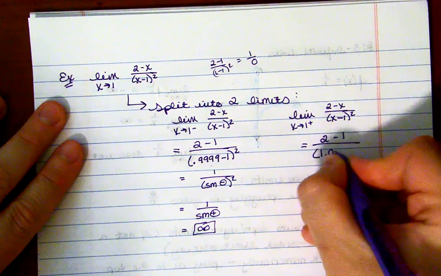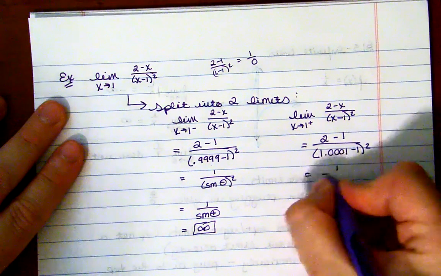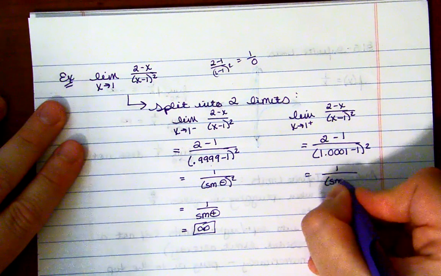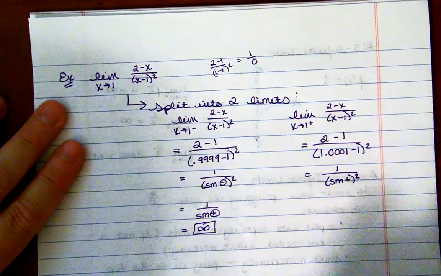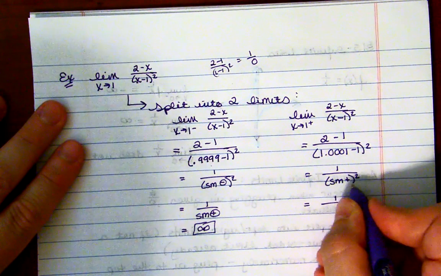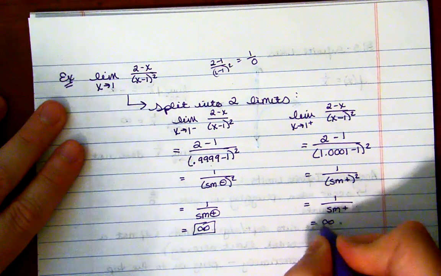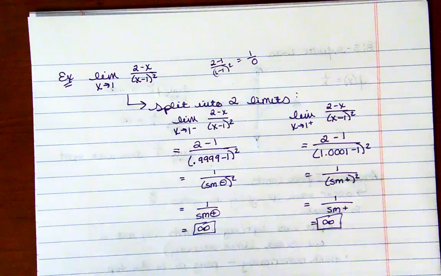I'm going to plug in 1.0001. That gives me 1 over a small positive, which I'll square. That gives me an even smaller number, and a positive times a positive is a positive, so 1 over a small positive, and I'm going to get infinity. So now, what's the overall limit going to be?